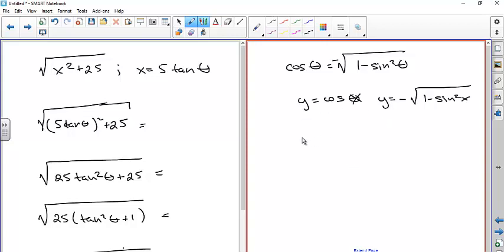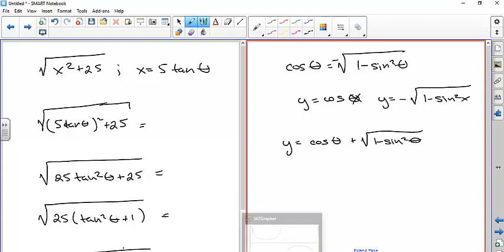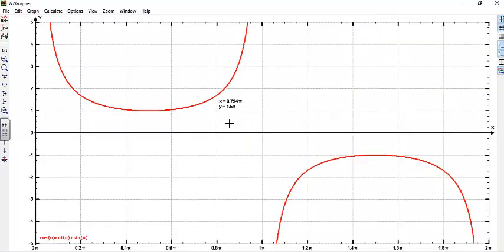Or you could plot the function y equals the cosine of theta plus the square root of 1 minus sine squared theta. And where y equals 0, this is true. So what I did is I moved the term on the right-hand side to the left-hand side so it became positive, and I said this is my function. That's the way I'm going to do it, and you'll see what happens.